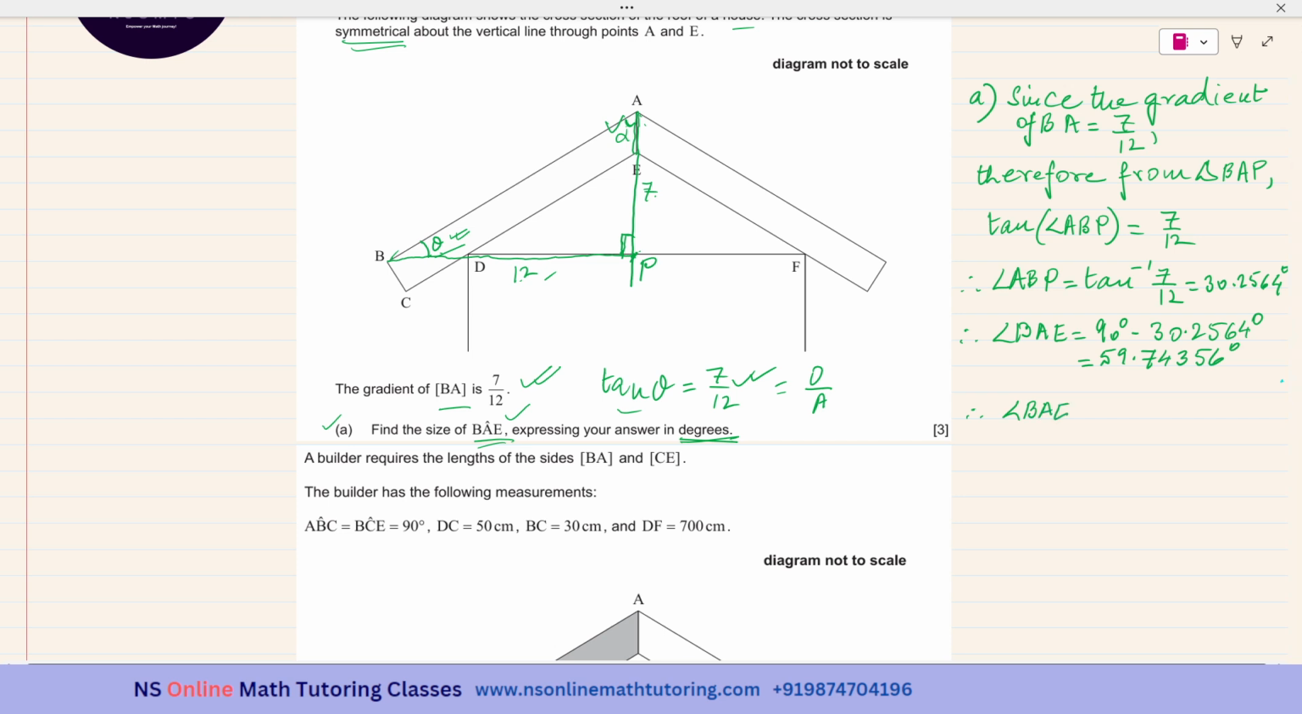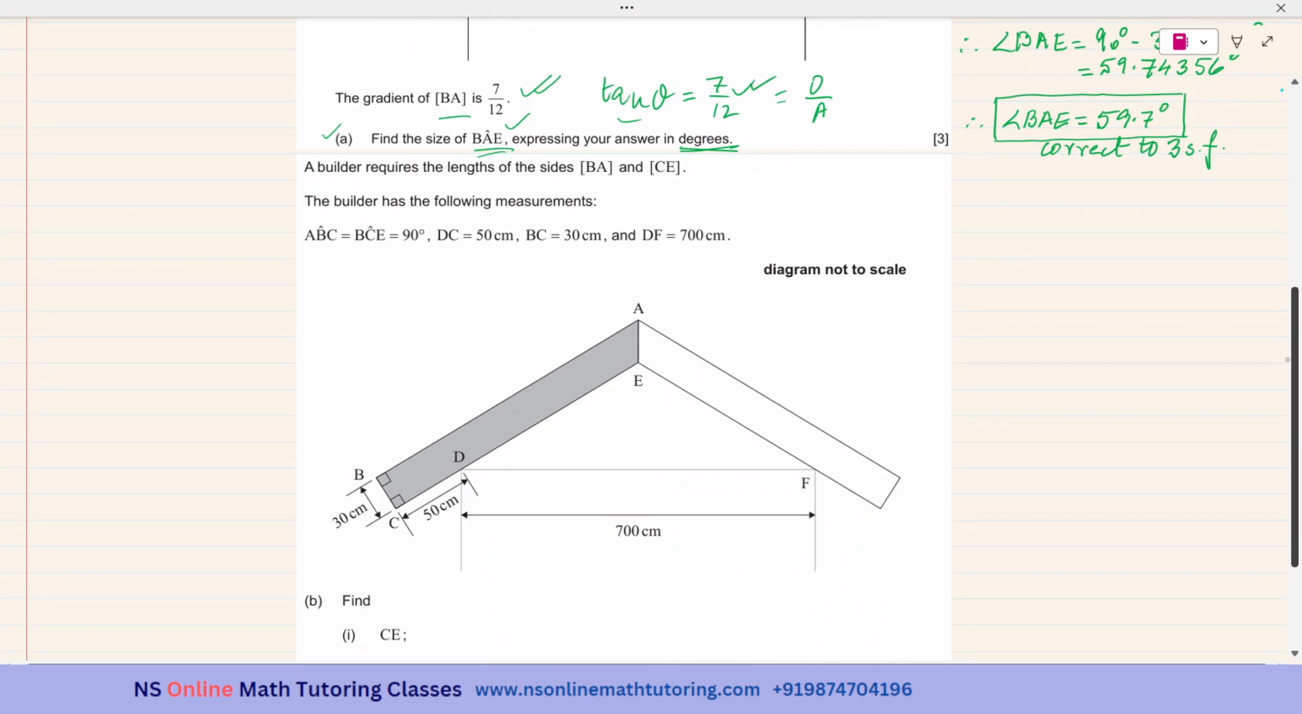Therefore, angle BAE is equal to 59.7 degrees, correct to three significant figures.